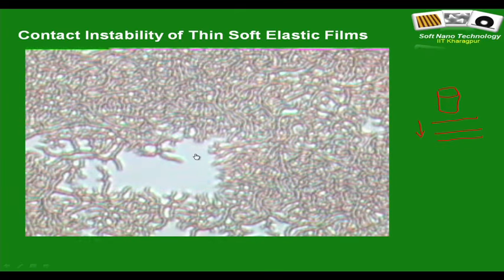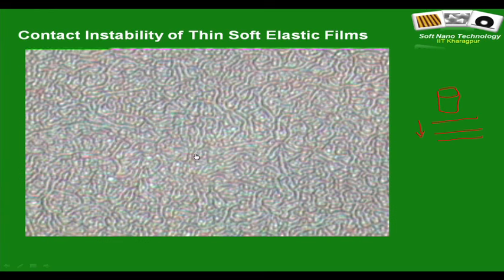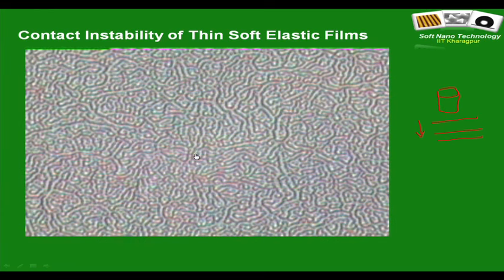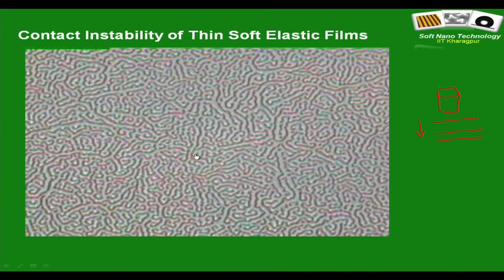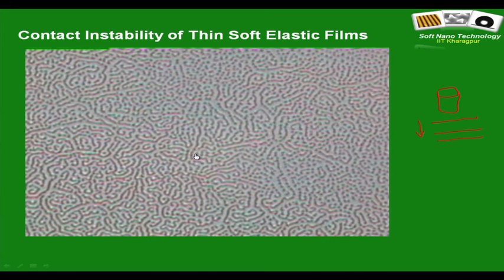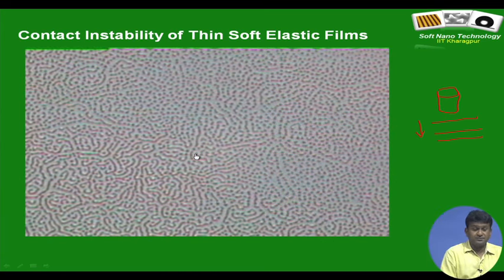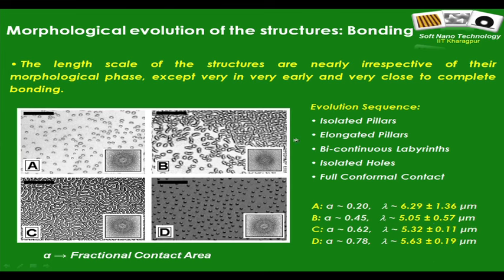Anyway, as the approach continues, you see a complete formation of these bicontinuous labyrinths, and even beyond this stage, further approach in fact leads to formation of isolated holes. So, what are the things we observed? One important thing is related to the physical nature of the films.